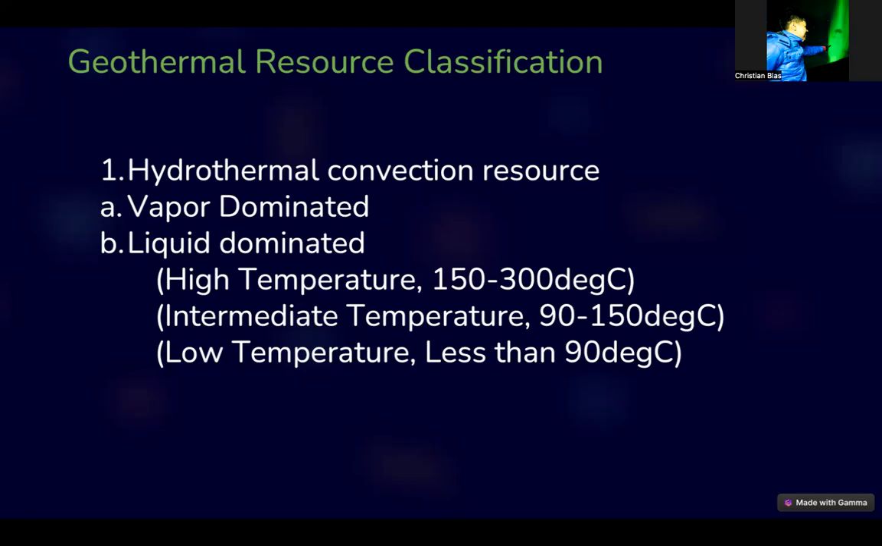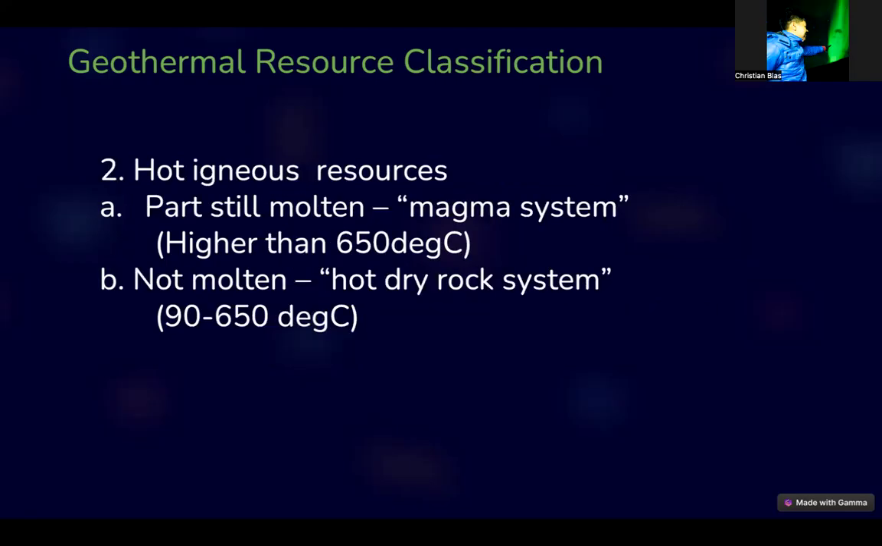We move on to the other resources, the hot igneous resources, which are rock intruded in a molten form from depth. We have subclasses of the hot igneous resources. We have the part still molten, or the magma system, with a temperature higher than 650 degrees Celsius. The other class is not molten, the hot dry rock system, with a temperature range from 90 to 650 degrees Celsius.